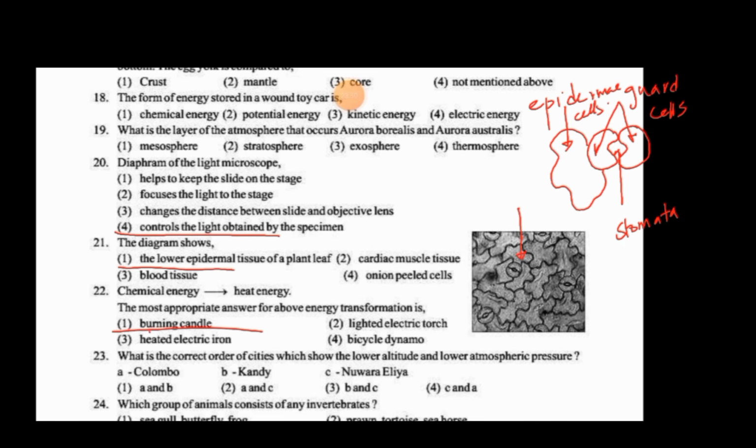What is the correct order of the cities which show the lower altitude and lower atmospheric pressure? A is the lower altitude. Lower atmospheric pressure is shown by Nuwara Eliya. Answer should be the second answer.